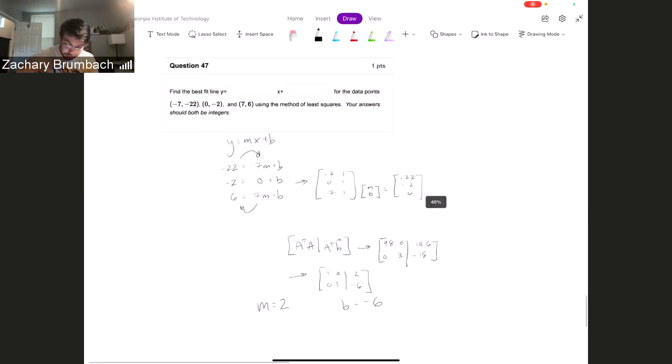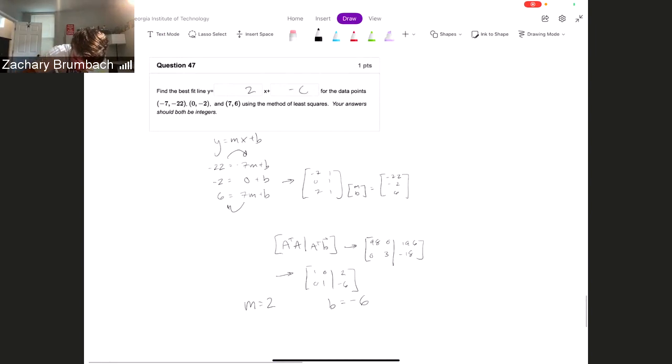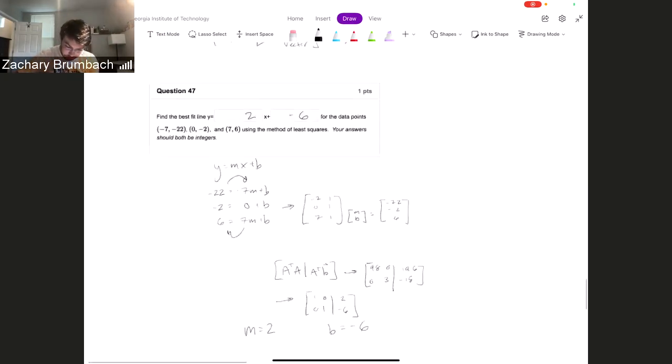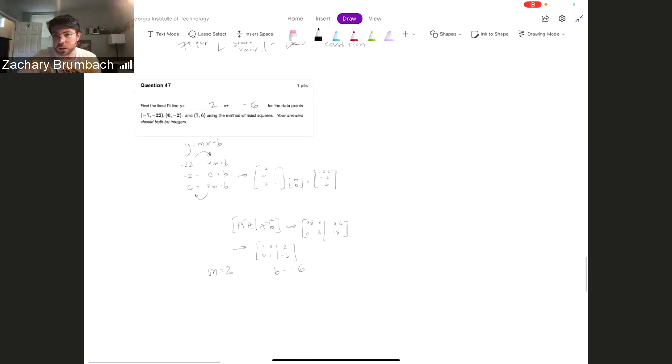So plugging into here, y = 2x minus 6. And again, this gives us the line that's closest. If we want the point that's closest, we would have to do that. That's a projection question. That's not a least squares question. Neat. Okay.